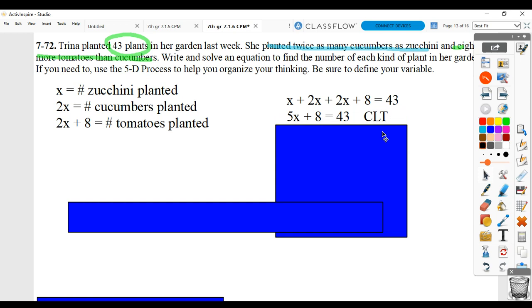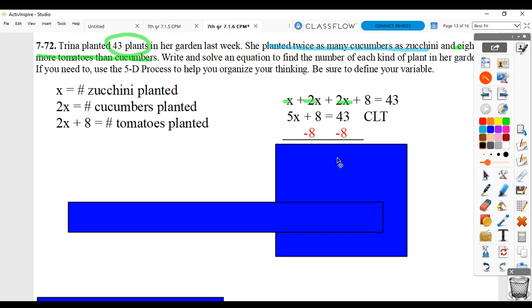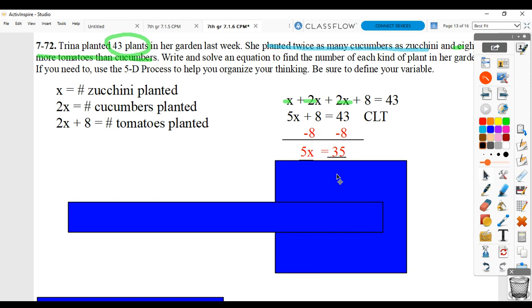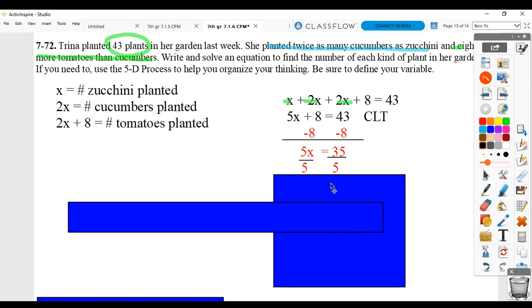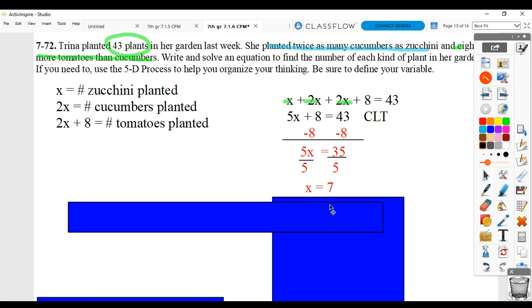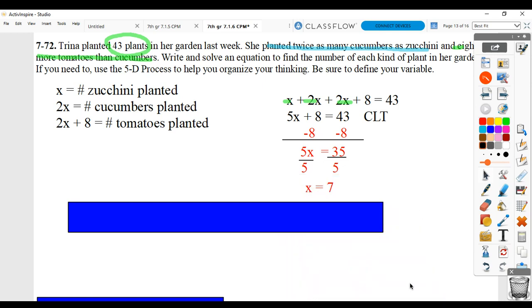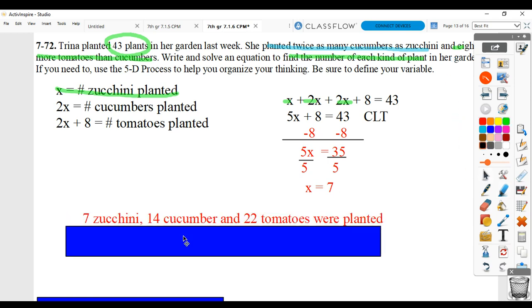So again, you would combine your like terms first. X plus 2x plus 2x is 5x plus 8 equals 43. Subtract 8 from both sides. 5x equals 35. Divide both sides by 5. And x equals 7. Again, that's how many zucchini she planted, but they want us to find the number of each kind of plant in her garden. So if there were 7 zucchini, then the number of cucumbers would be 2 times 7, or 14. And the number of tomatoes would be 2 times 7 plus 8, or 22 tomato plants.